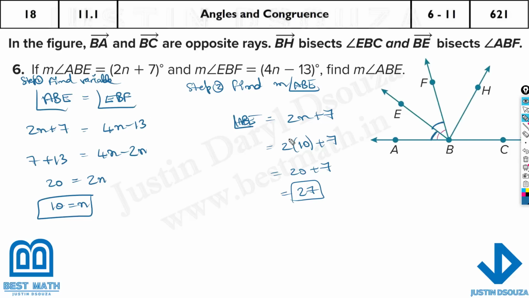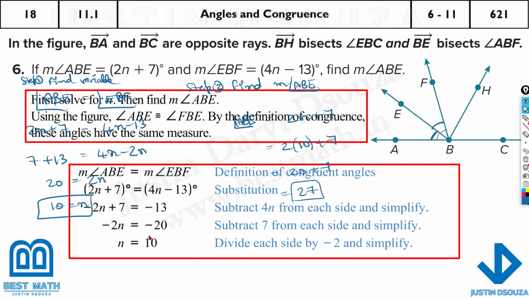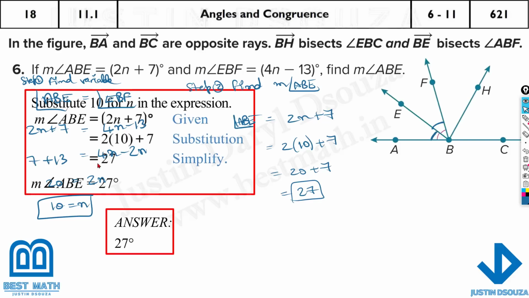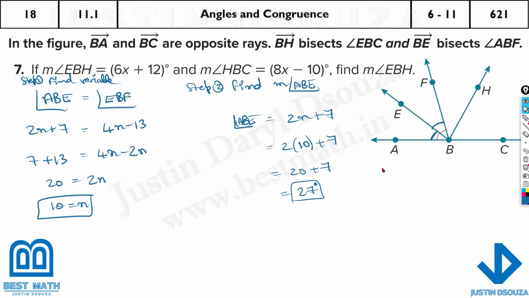Even over here the same thing. After this, directly the answer. So this is the answer. They are told to find ABE, and ABE is 27 degrees. So first find the n, and then substitute and find ABE, that is 27 degrees. Okay, now here I forgot to write, it's degrees. This is the symbol for degree. It's a degree measure. Angle is in degrees.